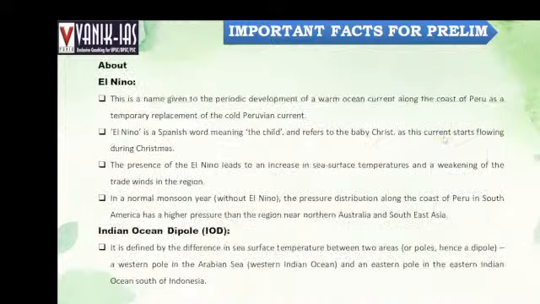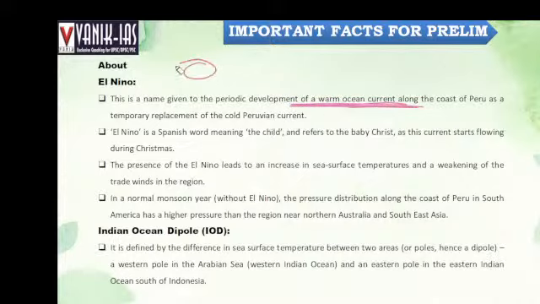Then what is El Nino? This is the name given to the periodic development of a warm ocean current along the Peru coast as a temporary replacement of the cold Peruvian current. What happens? If the temperature of that area increases, there will be low pressure. When temperature increases, pressure decreases.